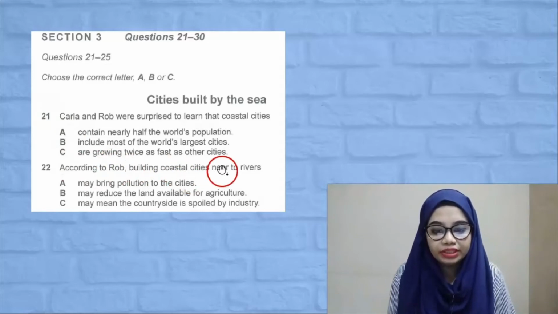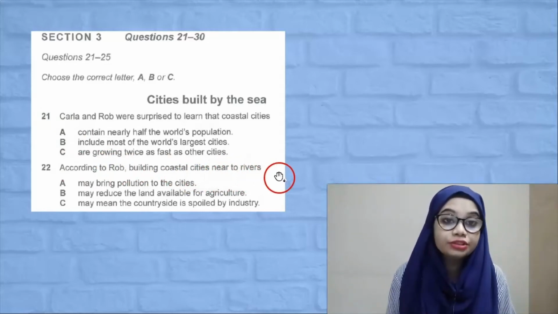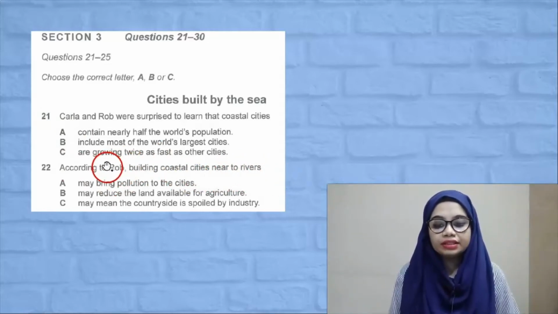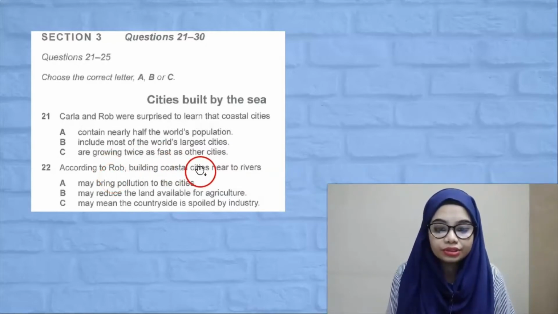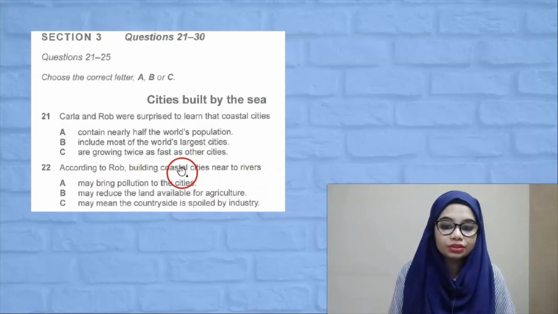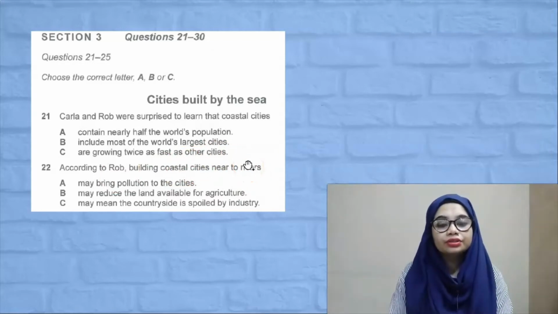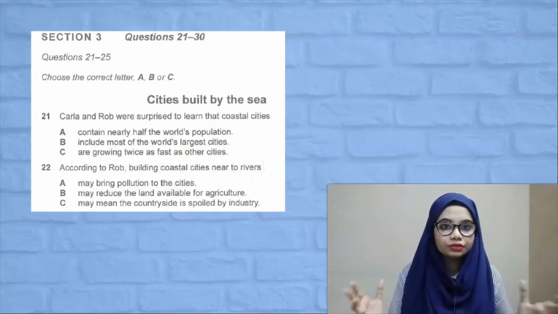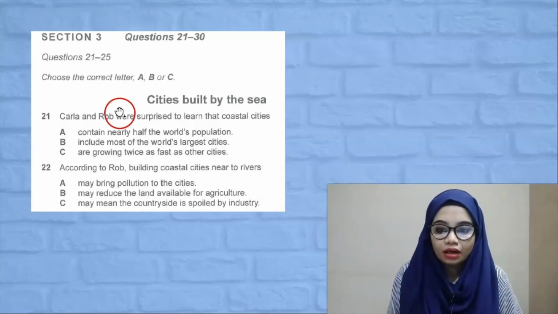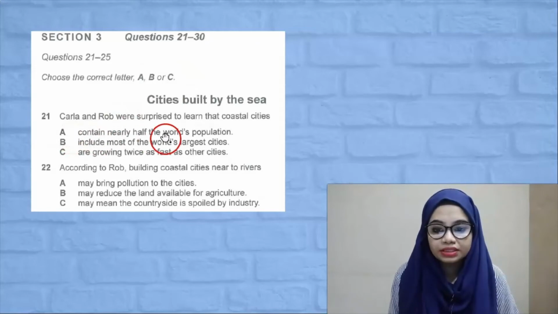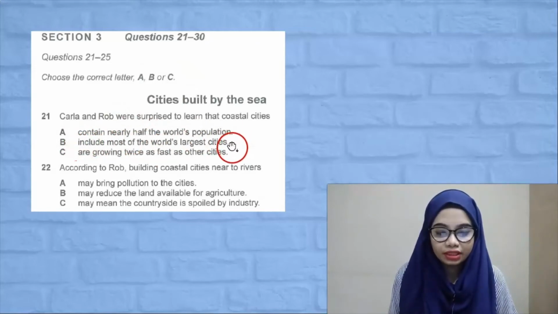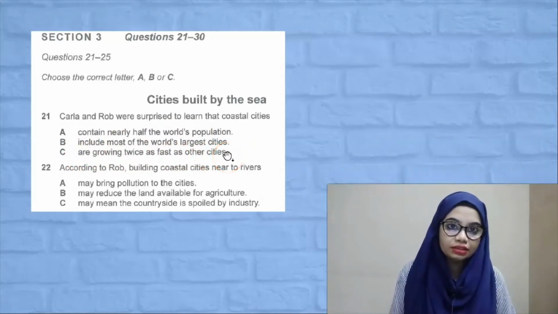According to Rob, building coastal cities near to rivers. So here the indicator is Rob, and building coastal cities near to rivers, coastal cities and rivers. So these are the indicator words for the second question. Option A for question 21, contain nearly half the world's population. B, include most of the world's largest cities. C, are growing twice as fast as other cities.